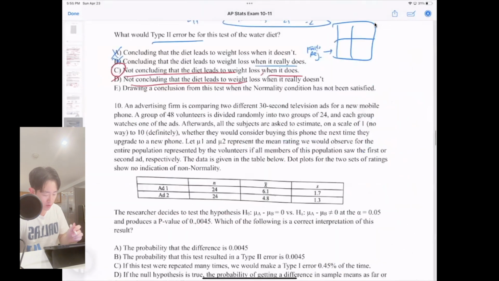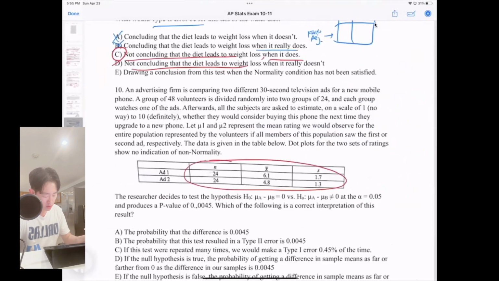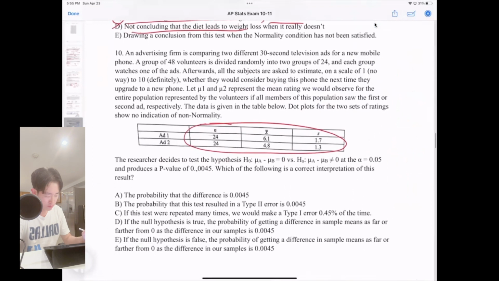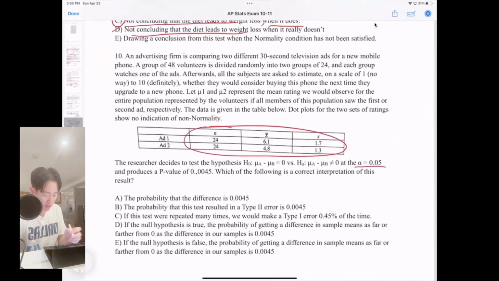An advertising firm, and so on. So we have all the information that we need. We have an alpha, and we have 0.0045 for our p-value. So p is less than alpha, so we reject the null. Which of the following is the correct interpretation of the p-value?